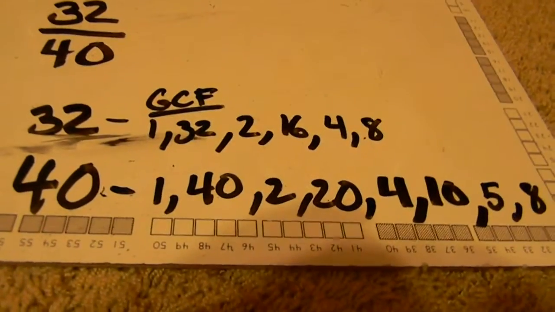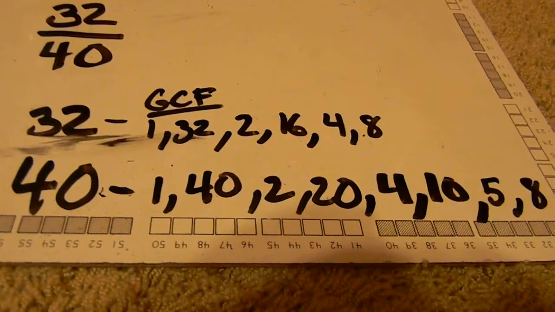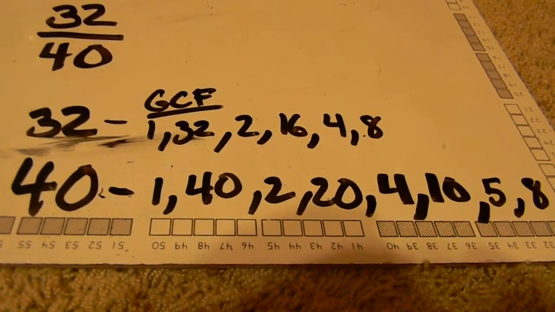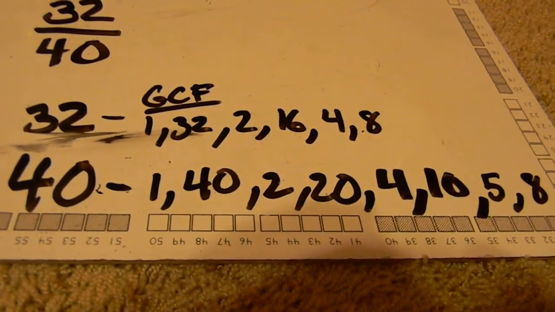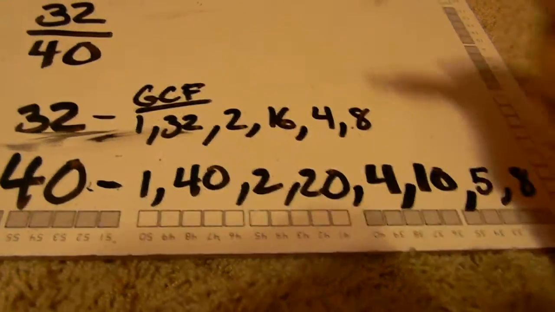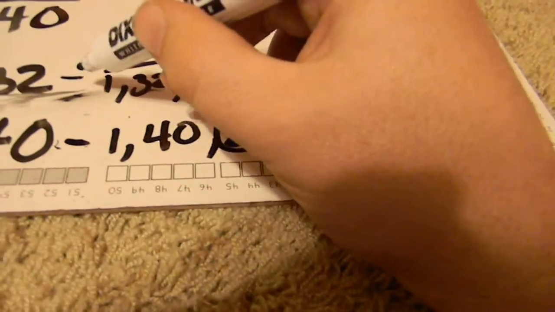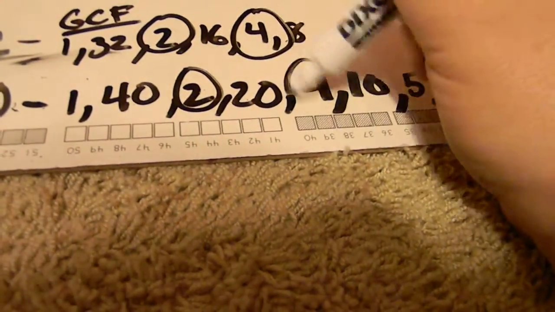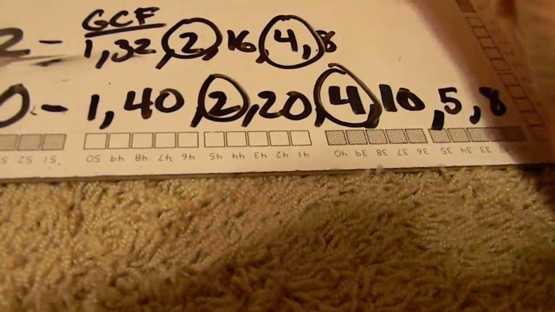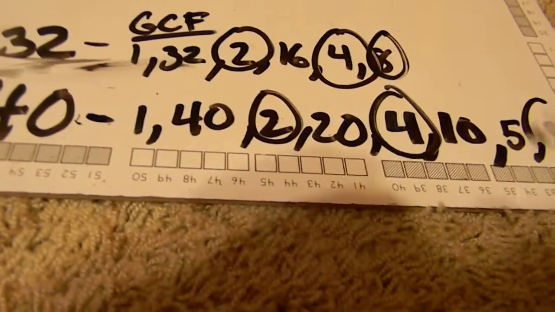So now that I have my list, I want to look at my list and find the numbers that are the same. And I'm going to circle them, okay? So I have a 2, a 2. There's a 1 here, but I'm actually not going to circle it. And I'll explain why in a couple of minutes. I have a 4, 4, and an 8, and an 8.